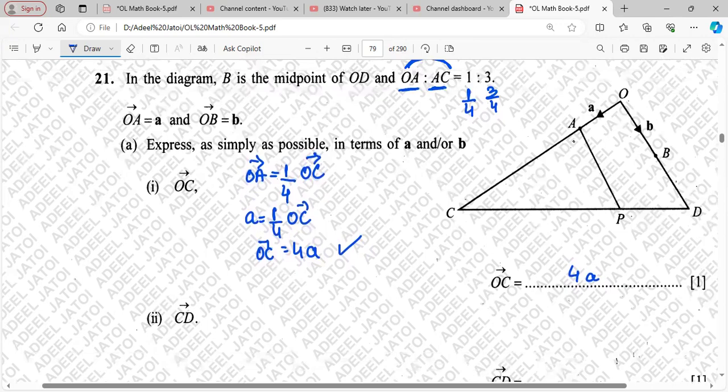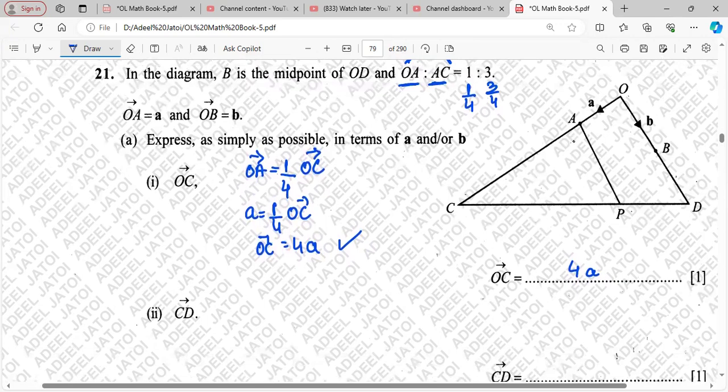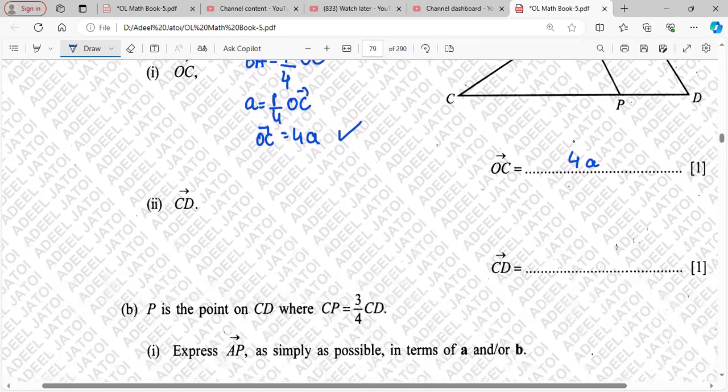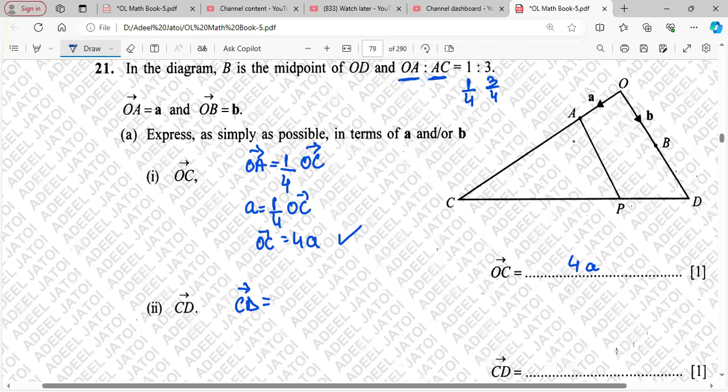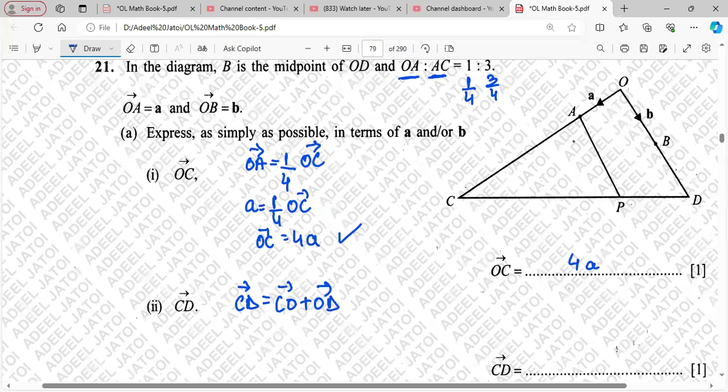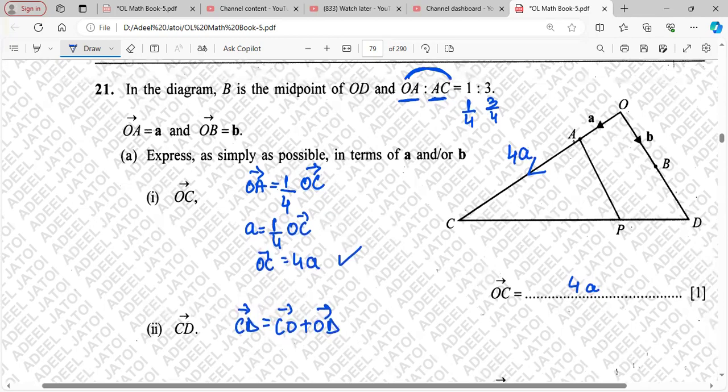ठीक है, अगर मुझे CD चाहिए, तो there are two ways to do it. Number one, for CD I'll create a route, number one, right? The route will be CO plus OD. Remember that this entire line is 4A, and B is basically the midpoint, and OB is B. So if OB is B, then BD will also be B. So that means OD will be 2B in this direction.